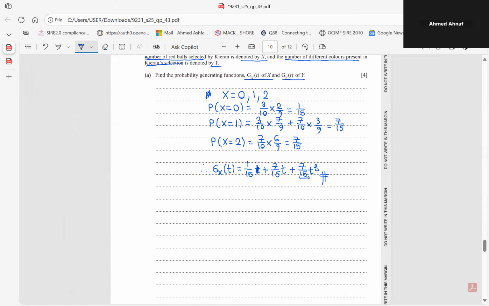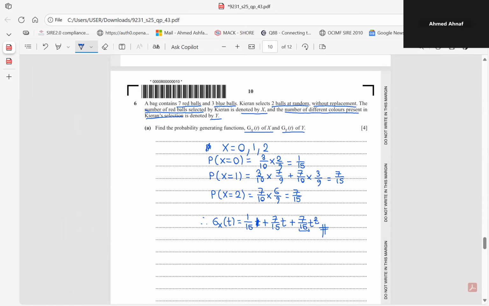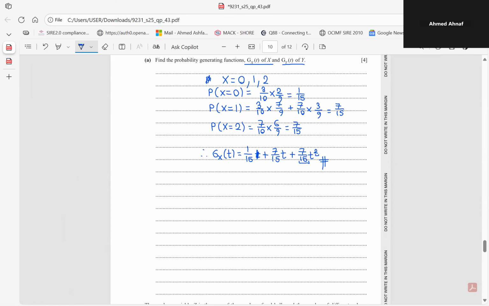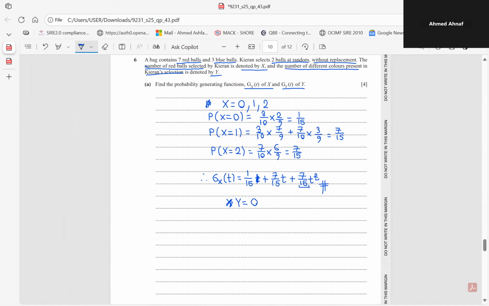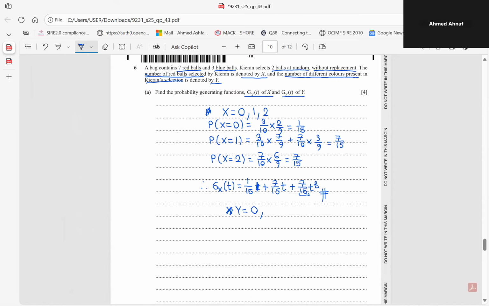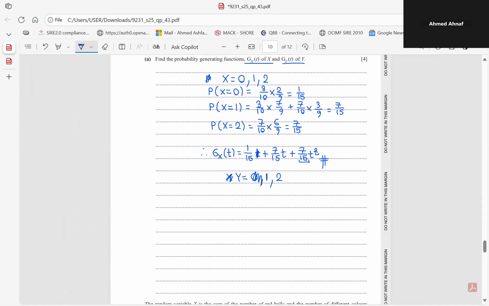Now let's do the same for Y, the number of different colors. Both of them can be the same color, so all blue or all red. So 0 colors. Oh wait, no, sorry. There's only one color in that case. Or 2. Yeah, 1 or 2. You cannot have 0 different colors. So this is all the probabilities for Y.